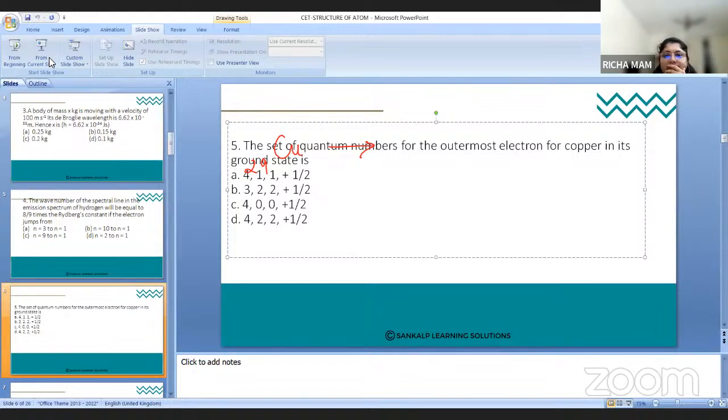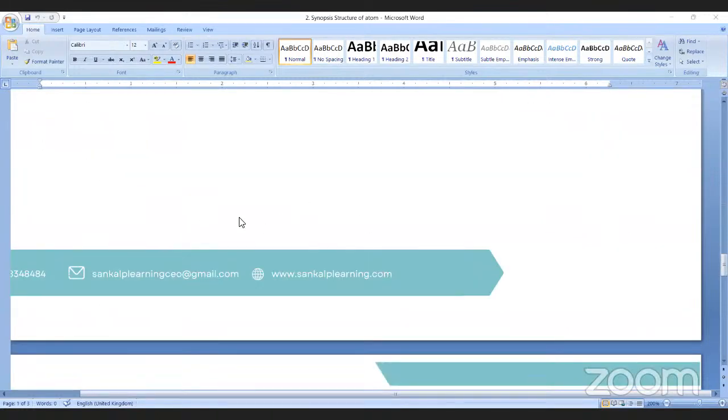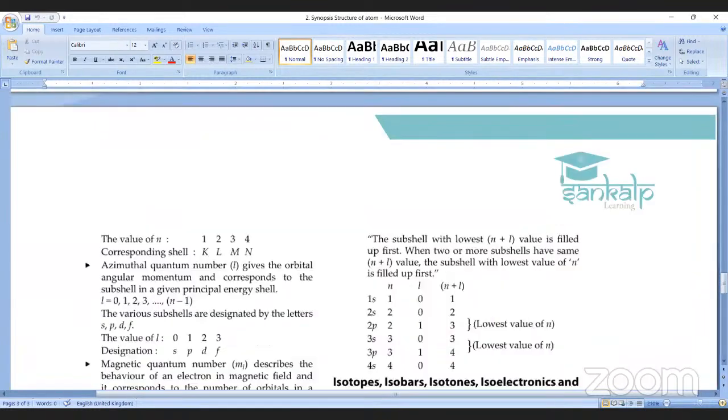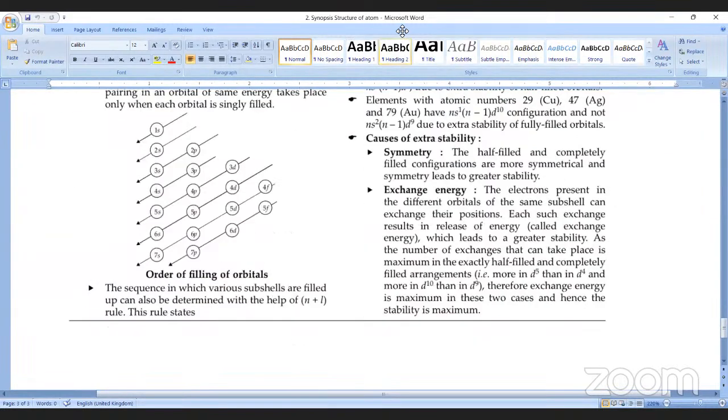So do you know how to fill the electrons? Okay, let me show you the table here. Can you see this particular table? This is the filling of electrons. How does the filling of electrons take place, students? Let me zoom this. The filling of electrons takes place by this.